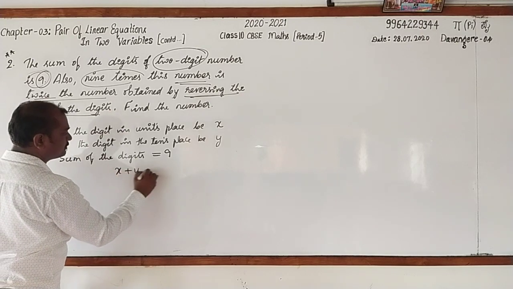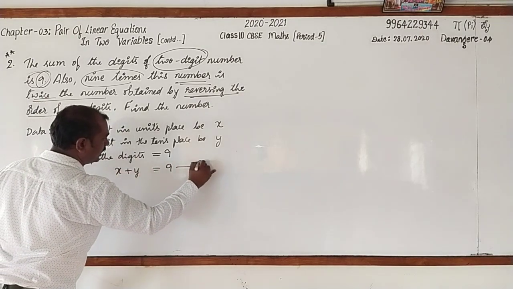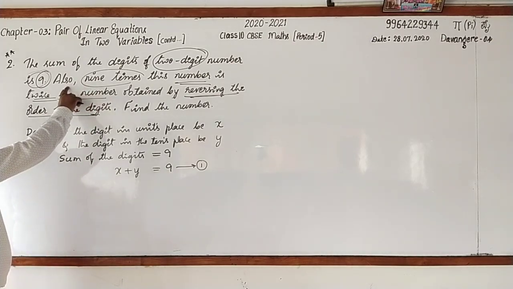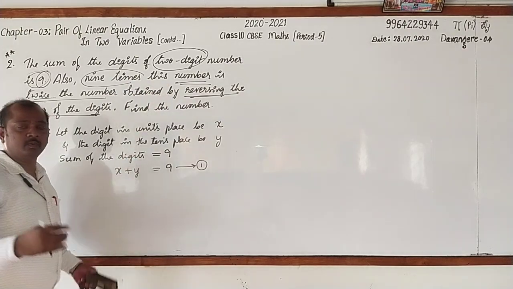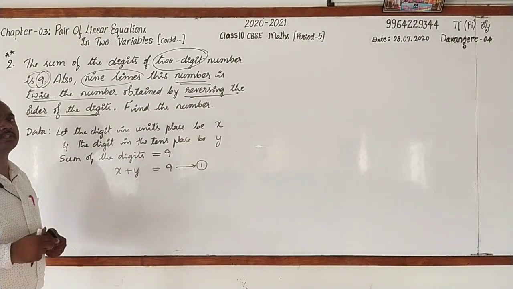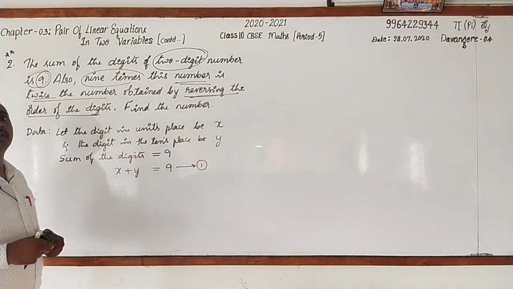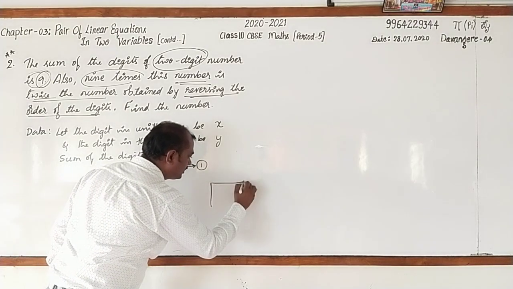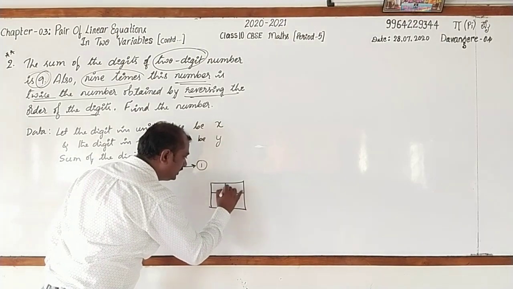Therefore, it will be x plus y is equal to 9. I call this equation 1. Next, observe this one: 9 times this number. What is that number? They have given a two-digit number. We know the digit in the units place and tens place, but we do not know that particular number. Let us go for finding that.